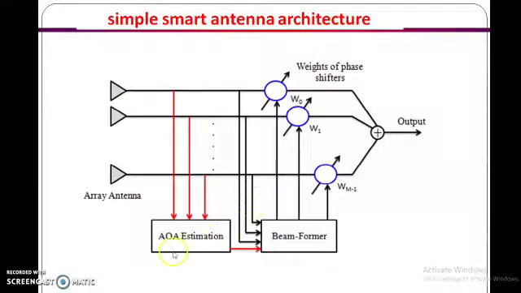That is, there is the direction of arrival estimation. This is the beam forming. These are the phase shifters. We can change the weight, okay, by changing the magnitude of a phase shifter, and we can get the output from this, or it will focus the beam in a particular direction.